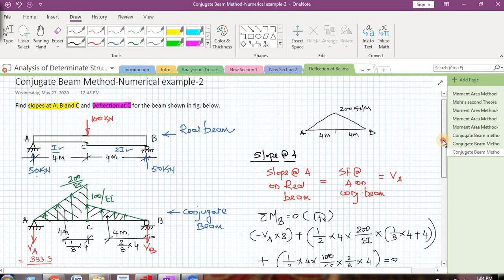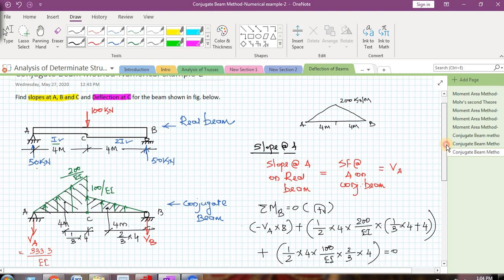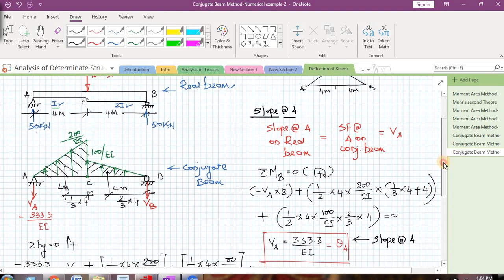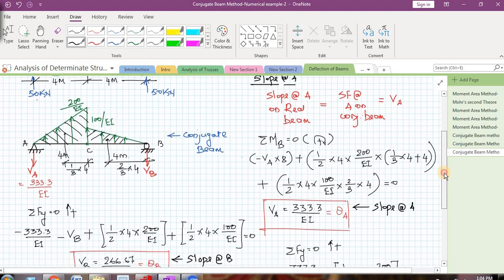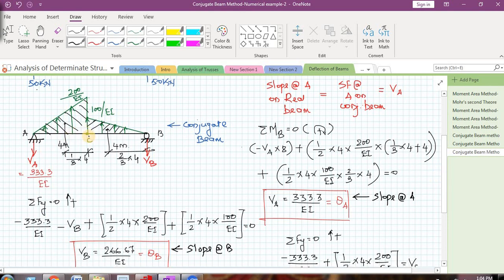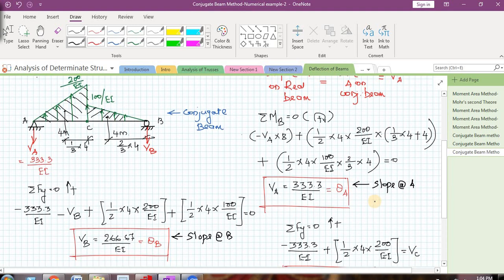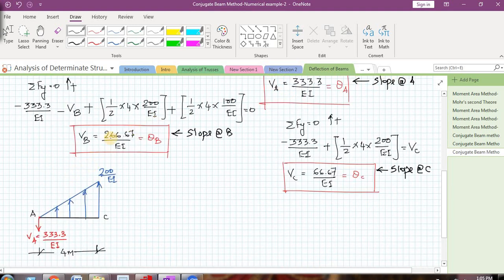The final thing we need is the deflection at C on the real beam, and we know that to find the deflection on the real beam you need to find the moment on the conjugate beam. So once again we will see the diagram for the conjugate beam, and we can find this moment. Either you can come from the left hand side or from the right hand side. We'll consider the left hand portion AC, and let me draw that once again here.